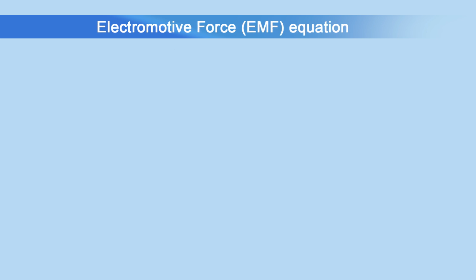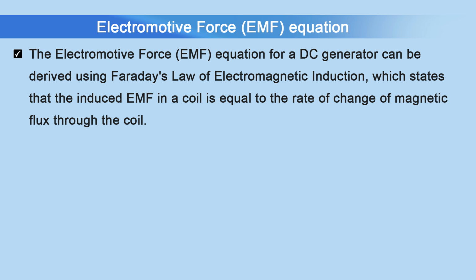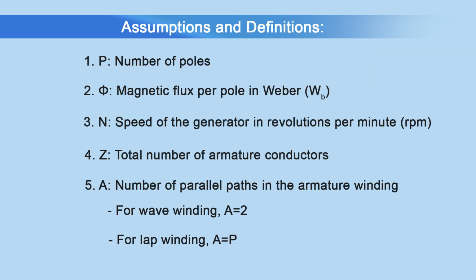So let us start with the EMF equation, how we can derive the EMF equation for DC machine. Basically this EMF, known as electromotive force for DC generator, can be derived using Faraday's law of electromagnetic induction, which states that the induced EMF in a coil is equal to the rate of change of magnetic flux through the coil. Now we can see how we can derive the EMF equation.